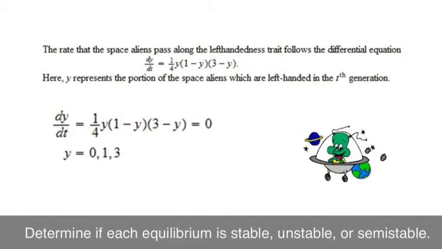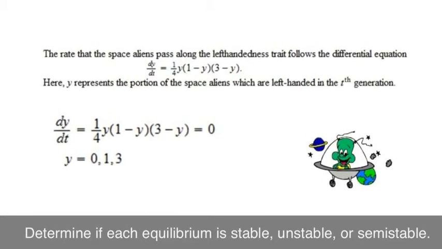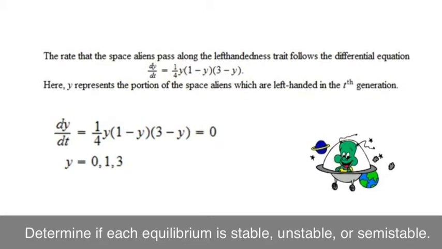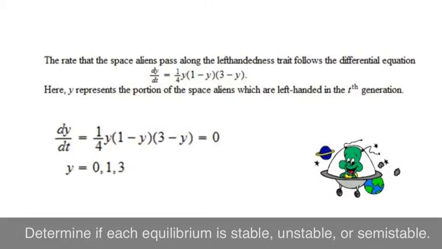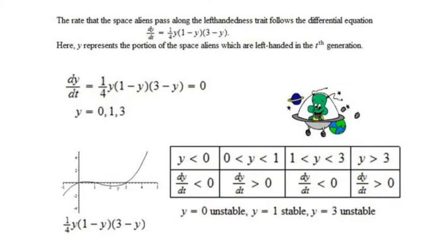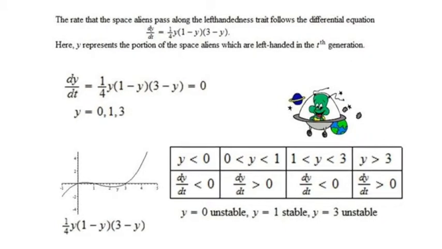Okay, now the next thing I'd like you to do is to take those 3 equilibrium solutions and determine if each one is stable, unstable, or semi-stable. So pause again, please, and try to work that out. Okay, and so you can see in the graph that I sketched a graph of the derivative so you could easily see where it's positive, where it's negative. And so dy/dt is positive for y between 0 and 1 and for y greater than 3, and it's negative in the other places.